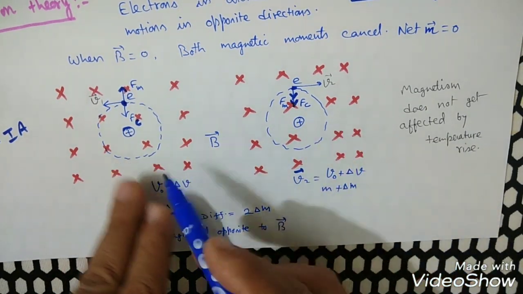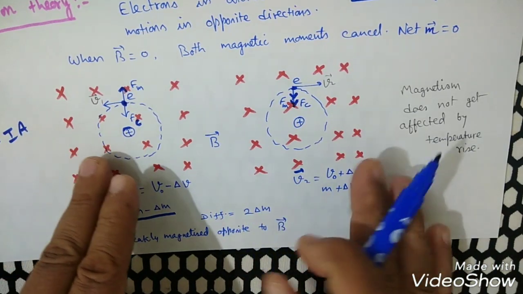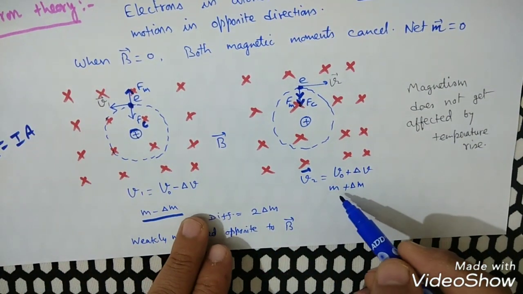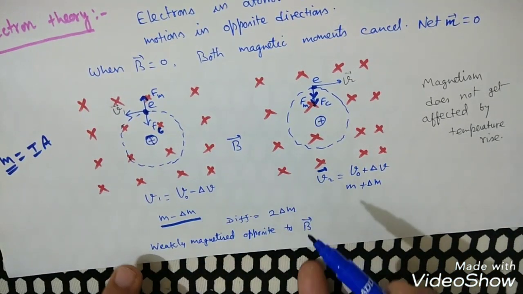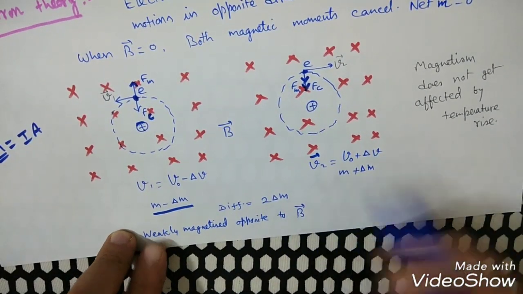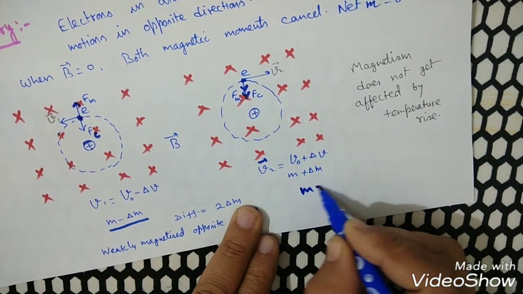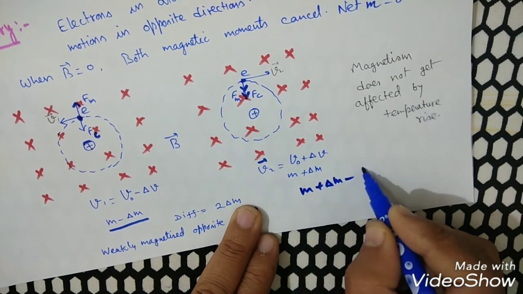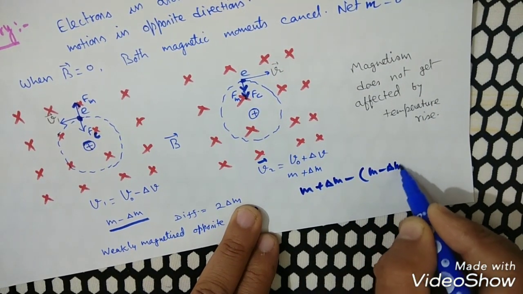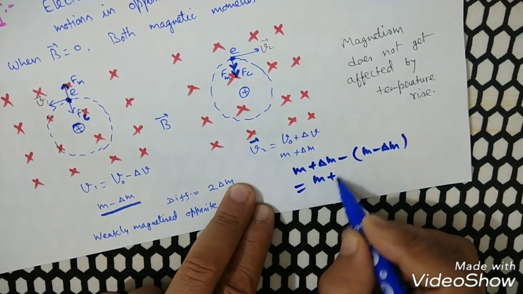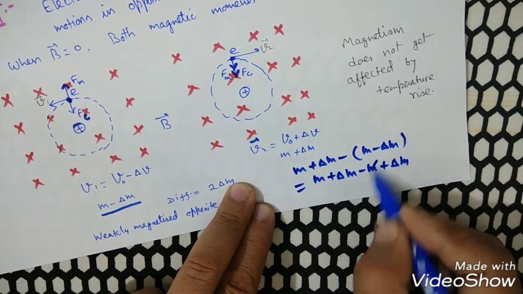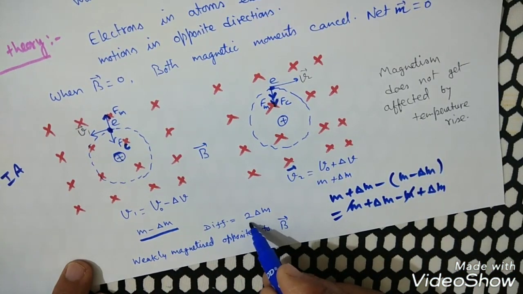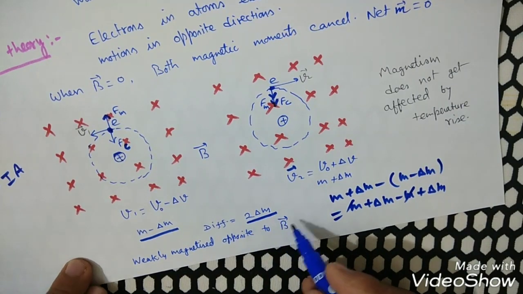What is the difference in magnetic dipole moments? We will calculate it by subtracting m minus delta m from m plus delta m. We will get the difference as twice delta m, that is, m plus delta m minus m plus delta m. The m will cancel the m, giving twice delta m. So this is the net magnetic dipole moment.